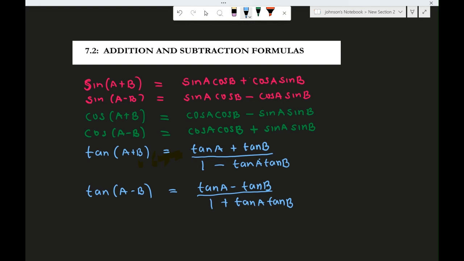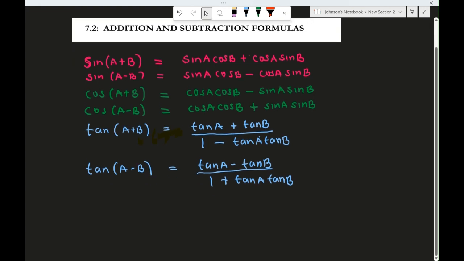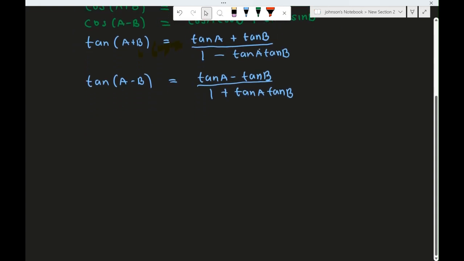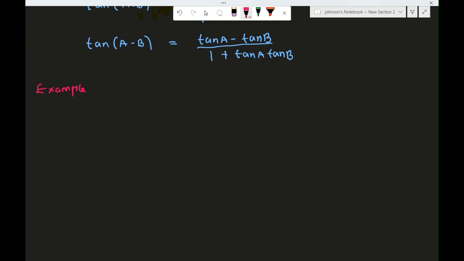Okay. So these are the sum and the subtraction formulas for sine, for cosine, and for tan. All right. So let's see how we can apply these. For example, let's take one example here. Let's say example one.